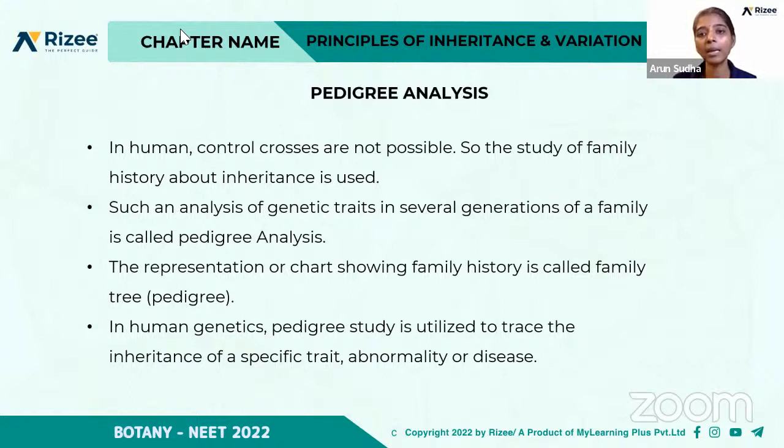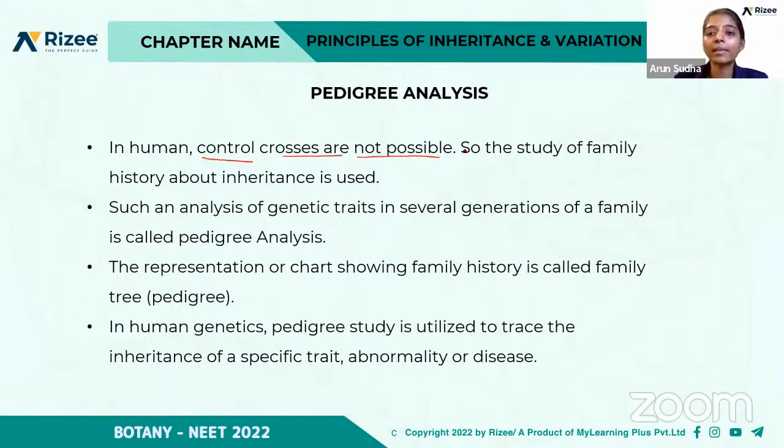So the next is the pedigree analysis. In humans, controlled crosses are not possible. What do you mean by this? We saw in pea plants that the cross can be controlled. That is what Mendel did. He took the pure tall plants and the pure dwarf plants. For many generations they were grown as tall and dwarf, and he was able to control the cross between the tall and the dwarf plant. But in humans it is not possible. So controlled crosses are not possible.